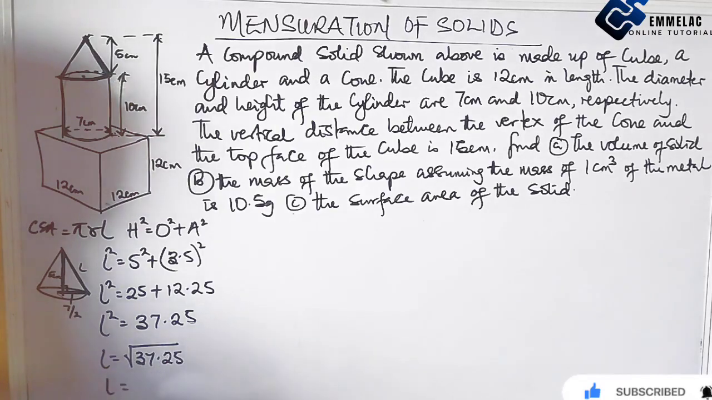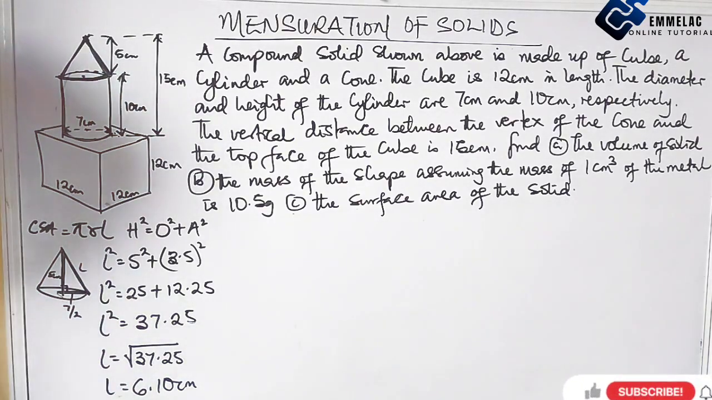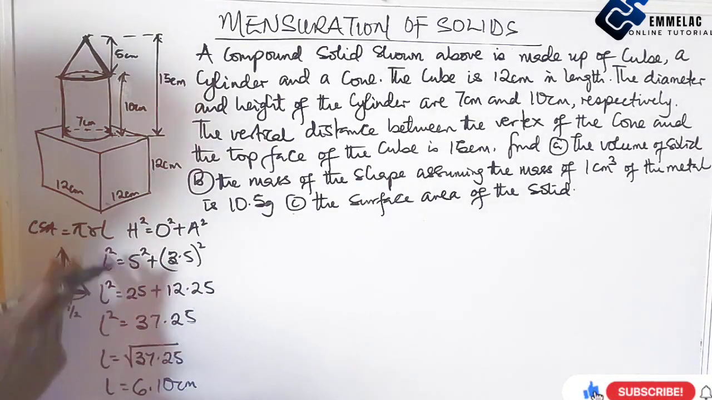So the slant height will now be the square root of 37.25. Sorry, the square root of 37.25 will now be 6.10 centimeter. Alright, and I've gotten 6.10 centimeter, so we have to implement it here.